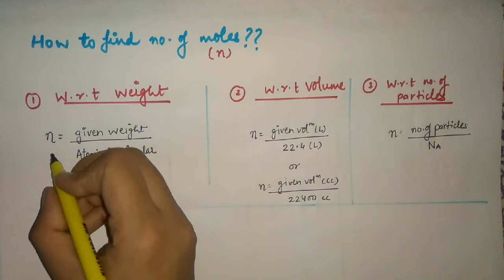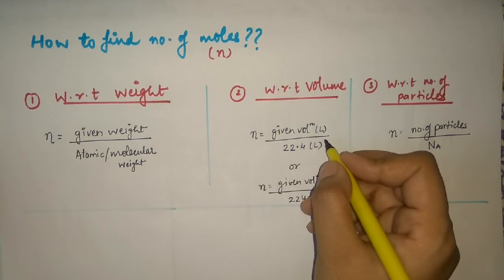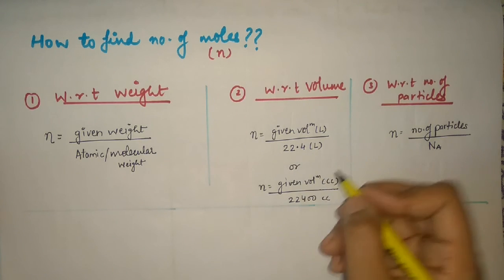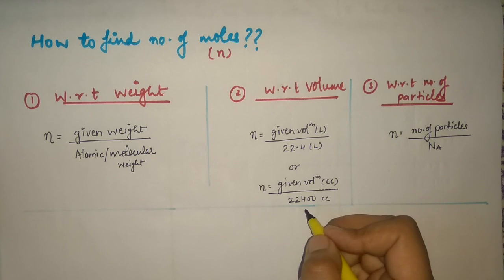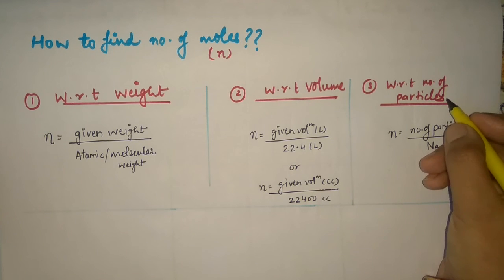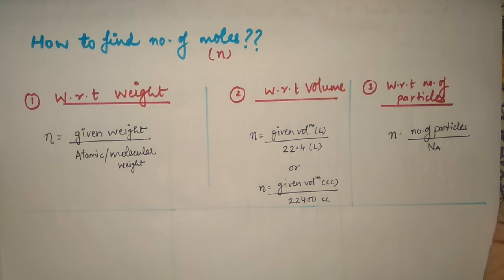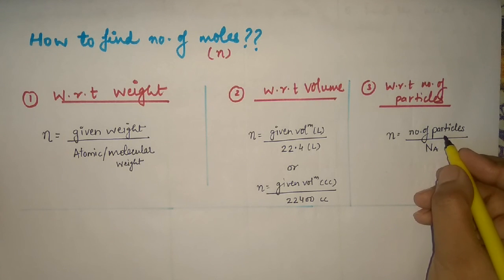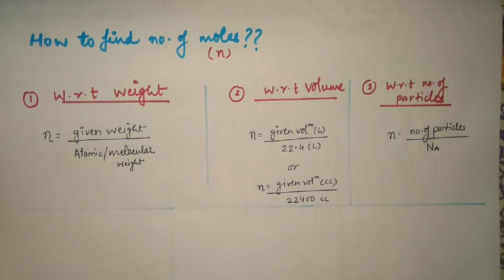Moles is represented as n, small n. So if volume is given, then the given volume, if it is in liters, divided by 22.4 liters, or if it is given in cc or ml, then the given volume in cc or ml divided by 22400 cc or ml. And if the number of particles is given, then the number of moles will be equal to the number of particles divided by Avogadro number of particles, that is Na. Yes or no?